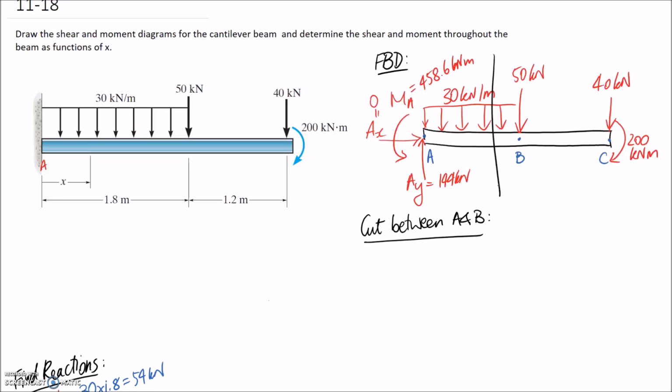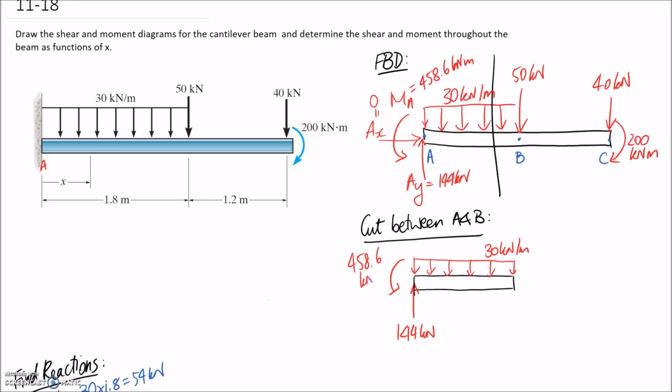So when we perform a cut through here, we need to draw either the left or the right hand side. I'm going to redraw the left hand side of the free body diagram. Alright, so we've cut through here. I probably should have cut it off a little bit earlier, but anyway, we've performed a cut through here. I've redrawn this bit, which is this bit here. Oh, I've missed off, sorry, the moment reaction that we had on the end here of 358.6.